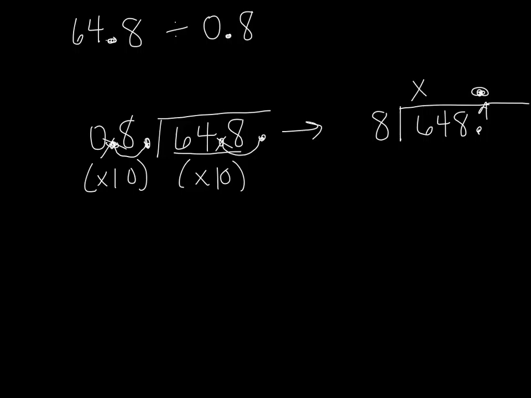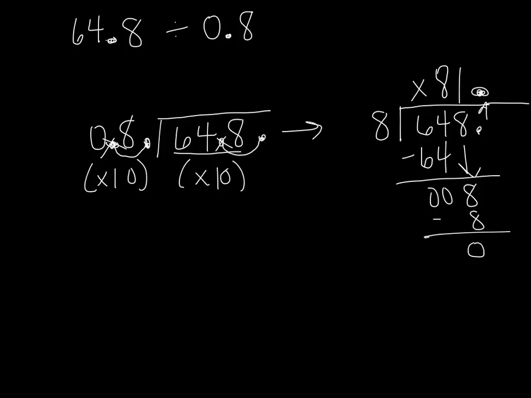8 cannot go into 6, but 8 can go into 64, and it can go in 8 times. 8 times 8 is 64. When I subtract, I'm going to get 0. After I subtract, I bring down the next number, 8. 8 can go into 8 one whole time. 1 times 8 is 8. When I subtract, I get 0. And if I needed to bring down another number, I know there are zeros behind the decimal, and 8 would go into it 0 times. So I could have stopped when I originally got my 0 left over.